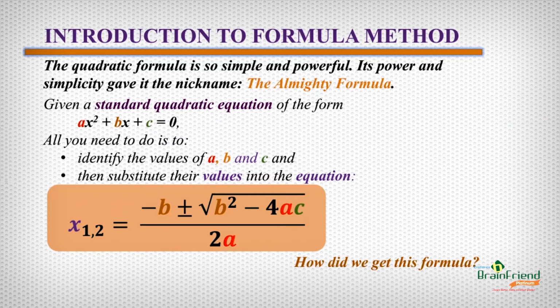Given a standard quadratic equation of the form ax squared plus bx plus c is equal to 0, all you need to do is to identify the values of a, b, and c, and then substitute their values into the equation. x is equal to minus b plus or minus square root of b squared minus 4ac, divided by 2a. So, how did we get this formula?